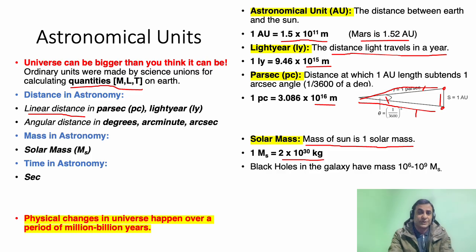So we can just reduce the number by introducing this unit. Rather than saying that the Sun's mass is 2 times 10 to the power 30 kilograms, we can just say that the mass of our Sun is one solar mass. By the way, the mass of a black hole in the center of a galaxy could be from 1 million to 1 billion solar masses. So 10 to the power 6 is 1 million, and 10 to the power 9 is 1 billion.